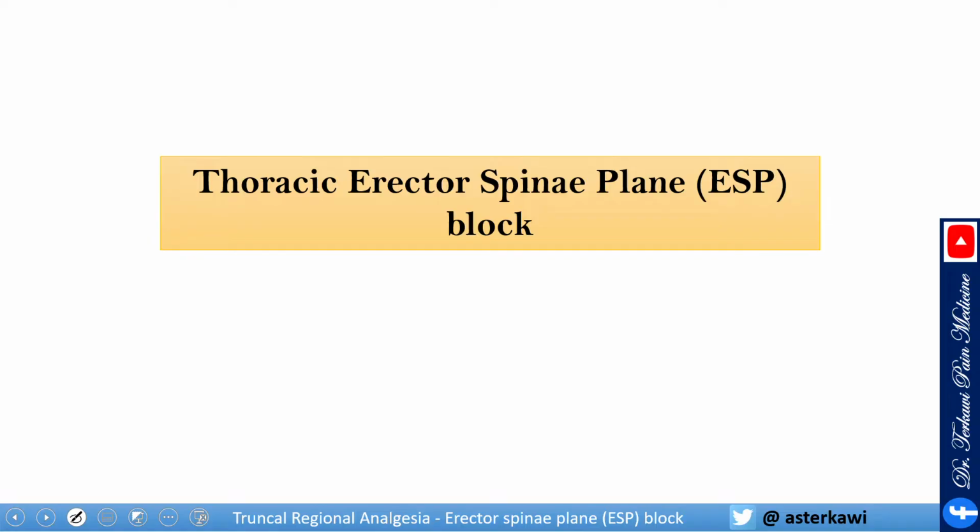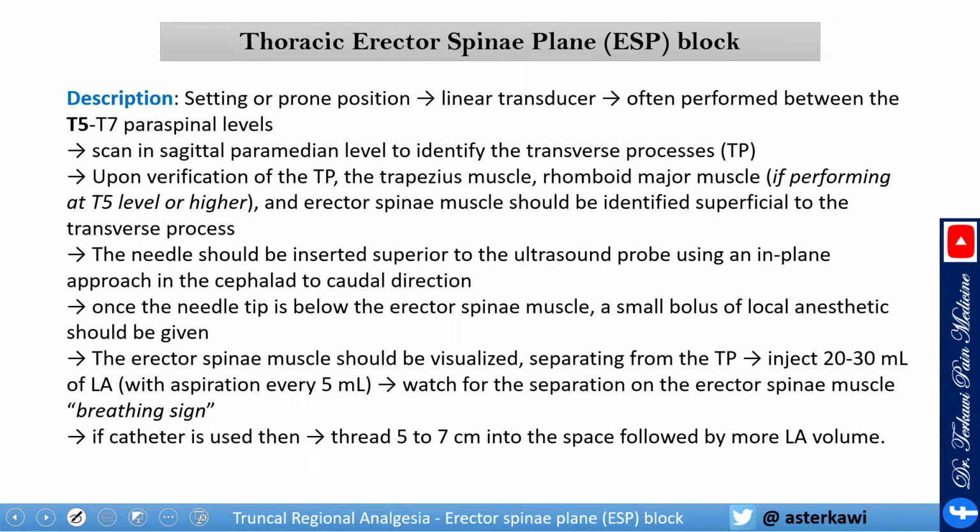So let's shift gears and talk about the thoracic erector spinae block. This should be easy. In the sitting position or prone position, sitting probably easier, use a linear transducer, and it is often performed between T5 and T7, mostly at T5. So scan parasagittal, paramedian, and identify the TP. Then once you verify that, there will be the trapezius and rhomboid muscles. If you are performing the block at T5 and above, you will see the rhomboid. Below that, you should not see the rhomboid. And then the erector spinae underneath that.